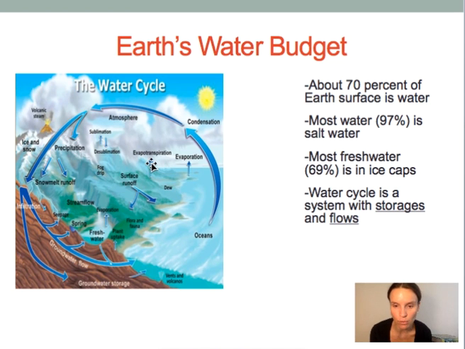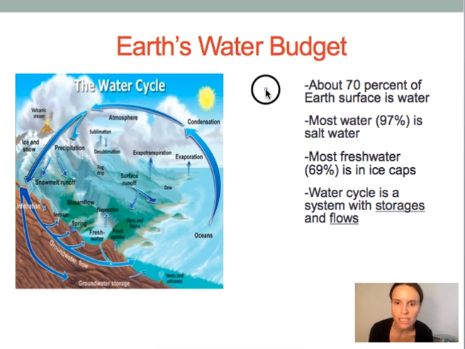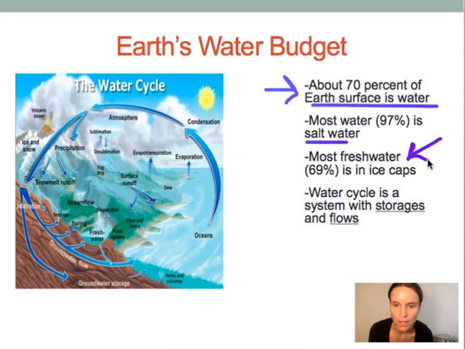The first thing that we're going to go over just briefly is Earth's water budget and the water cycle. So, about 70% of Earth's surface is water. Most of that water is salt water, which is bad news for us because it means that we do not have access to it for easy use. And most fresh water is in ice caps. So out of all of the available water on the planet, only about 3% of it is fresh, and only about 40% of that is sort of easily extractable as usable fresh water.